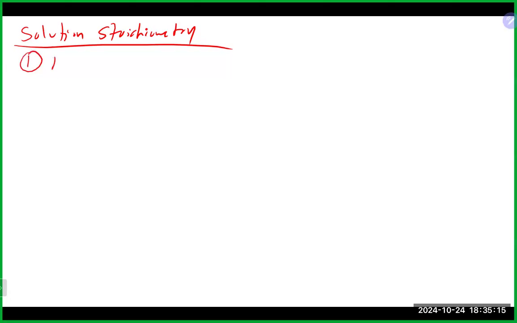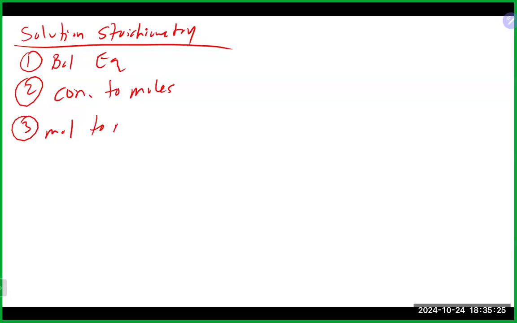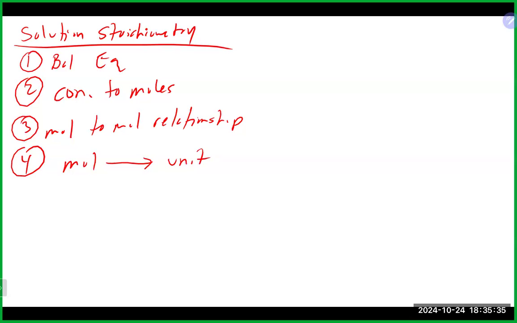You're still going to balance the equation. You're going to convert to moles. You're going to do your mole to mole relationship. And you're going to do some moles to some other unit. So what makes it different than what we did previously? Since we're dealing with solutions, we're dealing with not grams and molar mass, but we're dealing with molarity and volume.